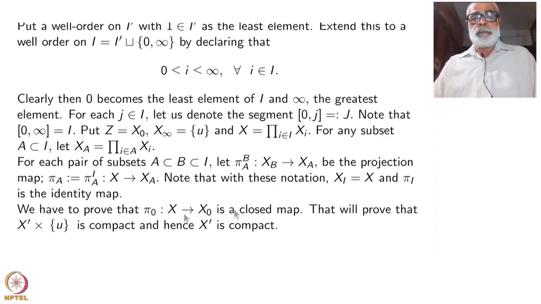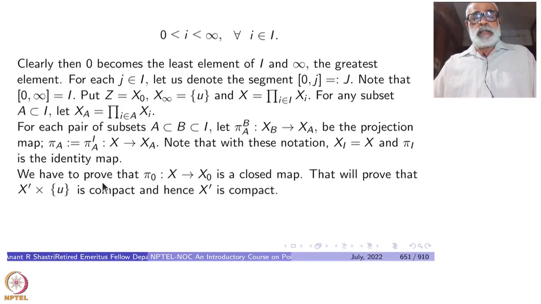Note that with this notation, X I is X, and pi I is the identity map. Nothing is dropped out. All right. One more notation: pi naught is just the projection to the X naught coordinate. We want to show that this is a closed map. Since X naught is arbitrary, this will prove that X prime cross X infinity, which is a singleton, is compact. Now that is the same thing as proving that X prime is compact. Okay, so this is what we want to prove. So that will prove that X prime cross infinity is compact and X prime is compact.